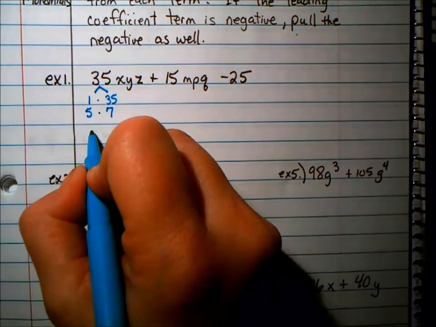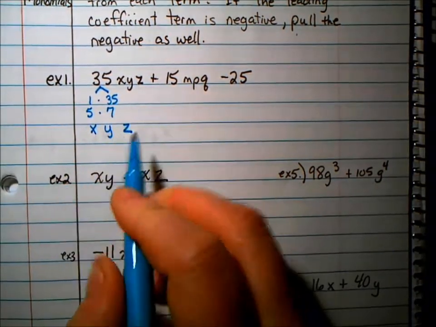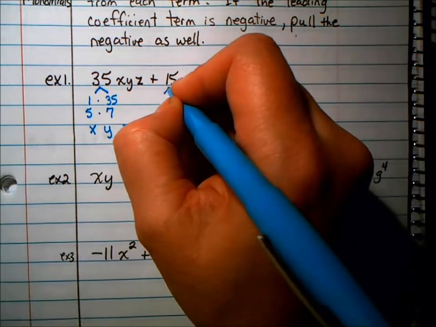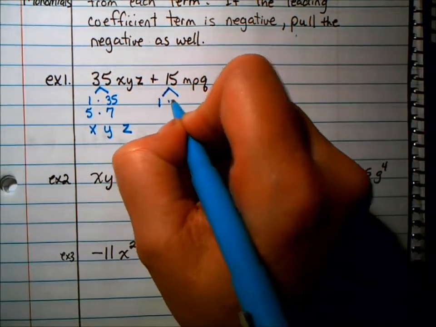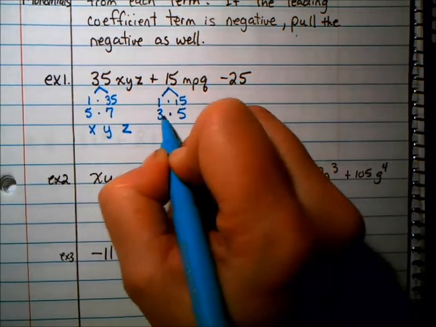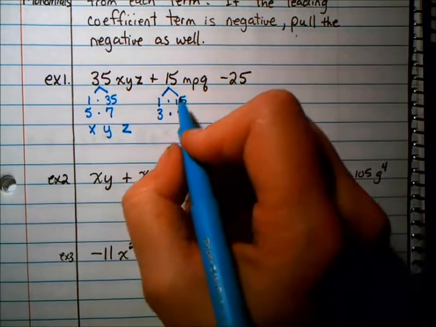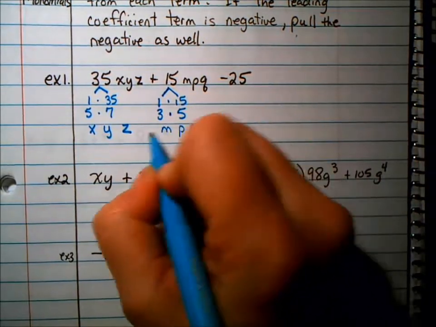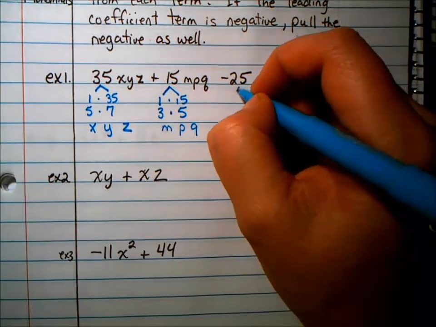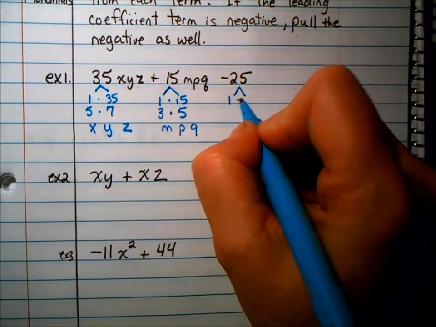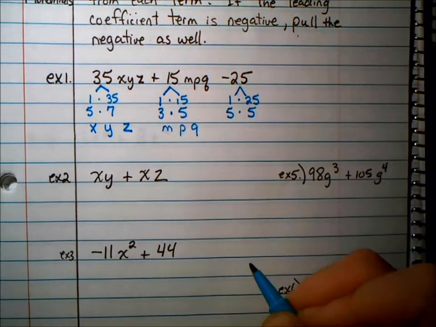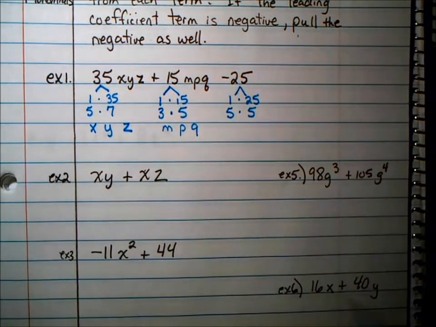Then I have x, y, and a z. I'm going to spread out my variables down below. On the middle term, I have 15 as my number. Two numbers that I multiply together would be 1 and 15, as well as 3 and 5. If I multiply those back, I will get 15. I'm going to spread my letters out below so that I can see if I have anything common. The third term I have is a 25. I do 1 times 25, as well as 5 times 5. And then I do not have any variables on this one, so I leave it as it is.